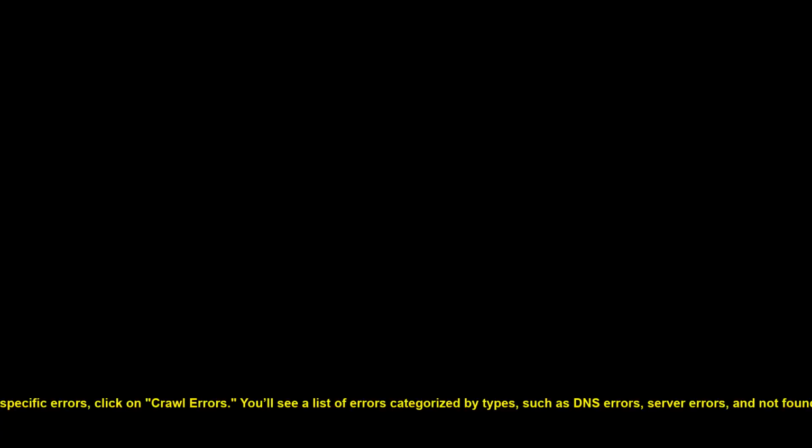You'll see a list of errors categorized by types, such as DNS errors, server errors. Click on each error type for more detailed information. Use this information to address any issues affecting your site's visibility in Bing search results.